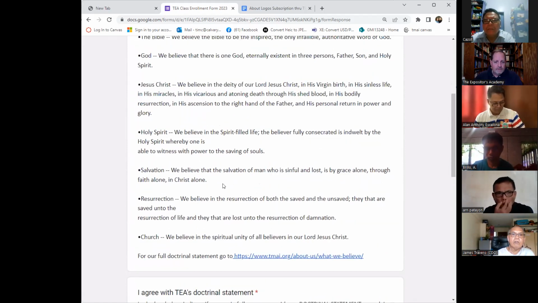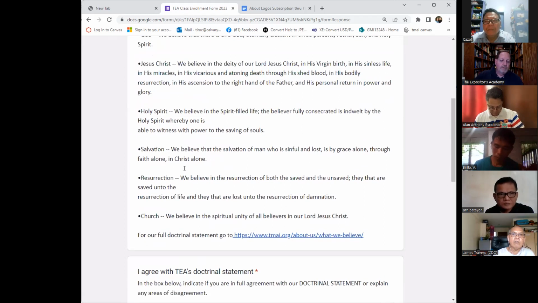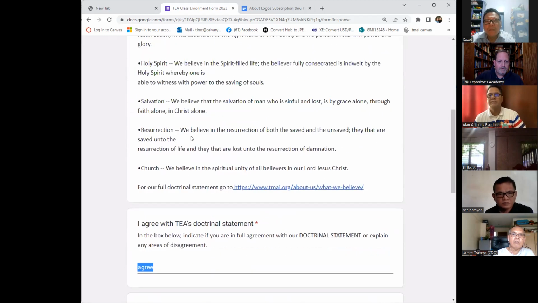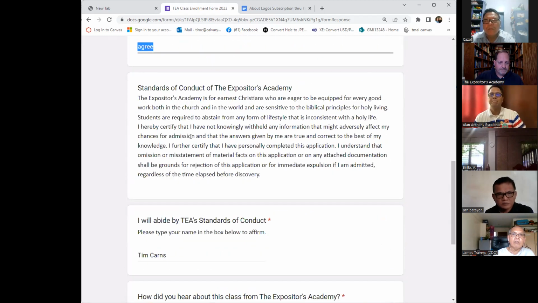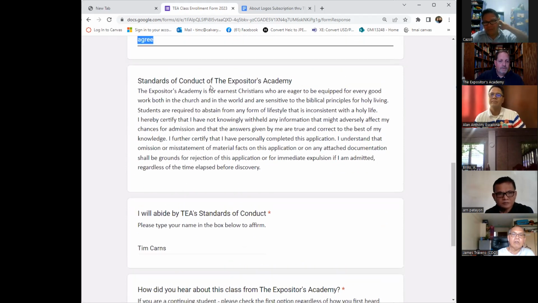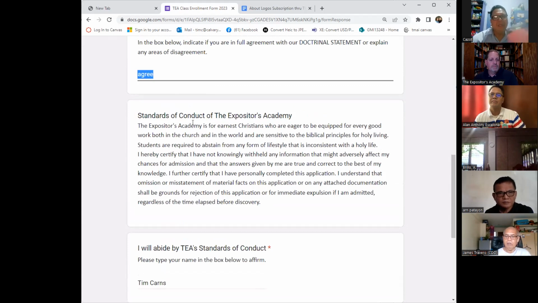Unless it's something related to the gospel, but just indicate that here, that you've read the doctrinal statement and if you're in agreement. Okay. That's one of the things you'll fill out on this page.